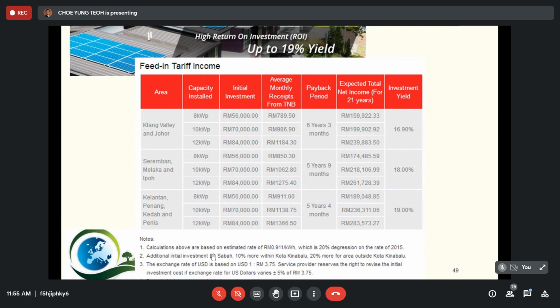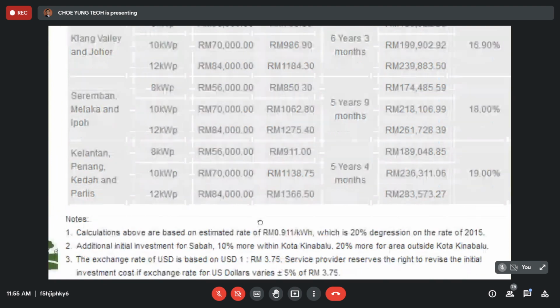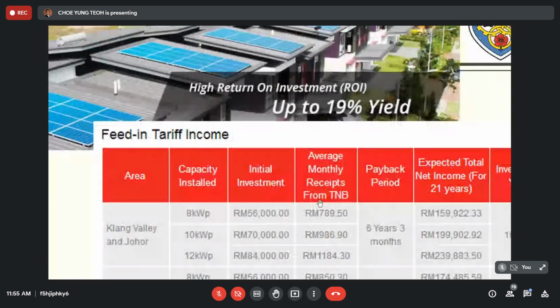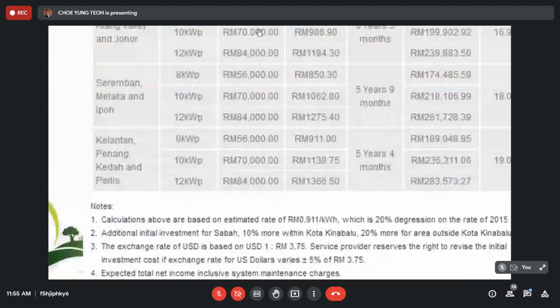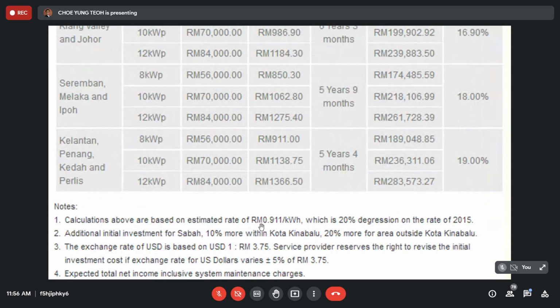Okay, you can see that this is calculated based on the estimated rate of 0.911 ringgit per kilowatt hour, the price for feed-in tariff when you sell to TNB, which is with 20% degradation on the rate of 2015. This I think is 2019. Okay, I mean 4 years. In the 4 years, the price you can sell to TNB drops by 20%.